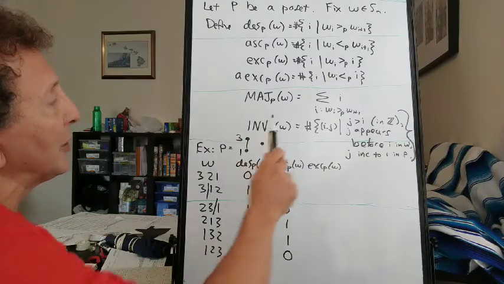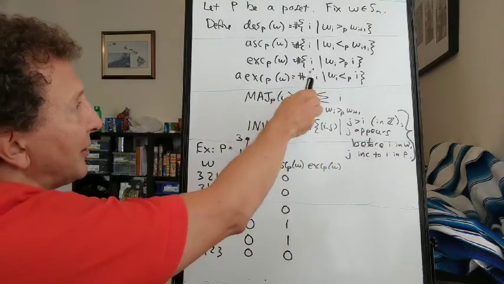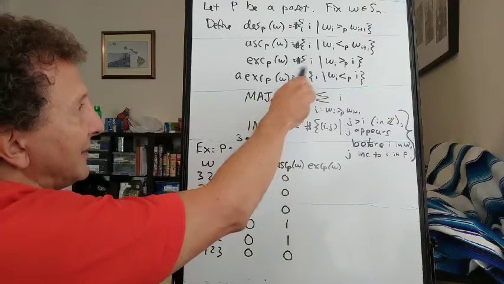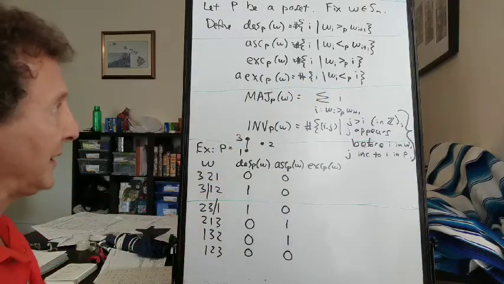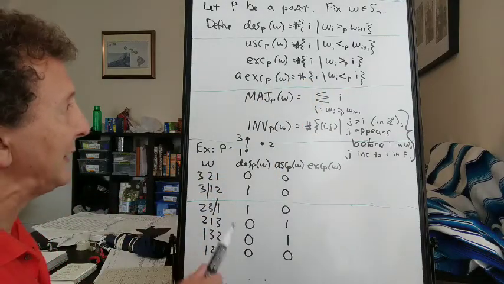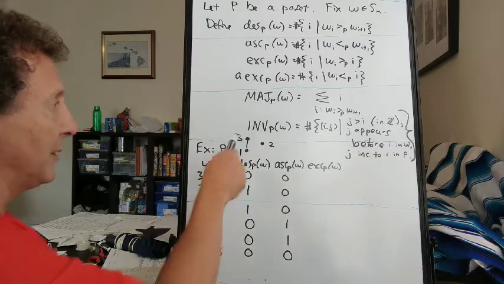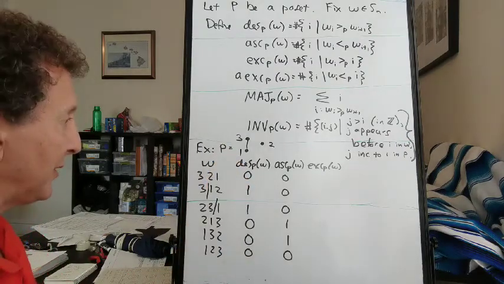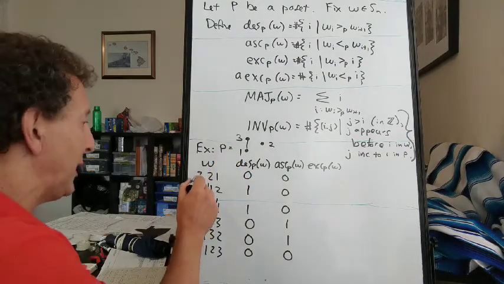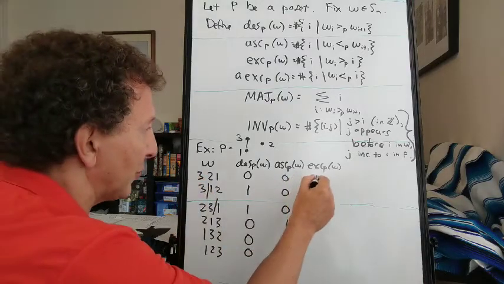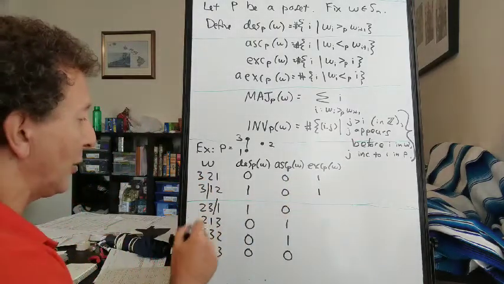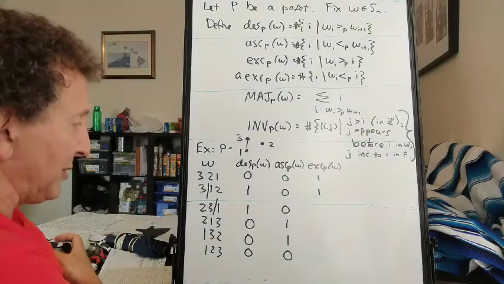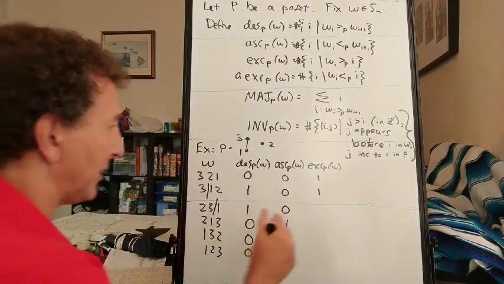Now we're looking for indices where the letter there is greater than that index in the poset P. So basically we're looking for 3's in position 1, because 3 and 1 are the only comparable elements in this poset. Here we've got a 3 in position 1, there we've got a 3 in position 1. And nowhere else do we have a letter in a position which is greater than that position in the poset.